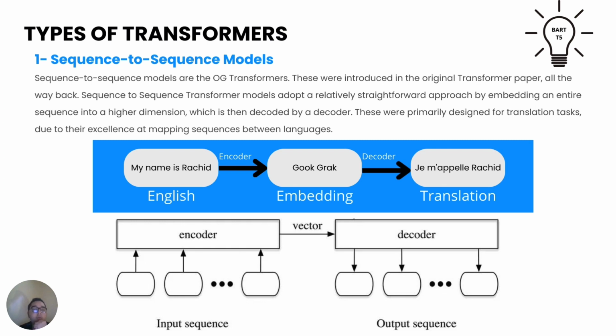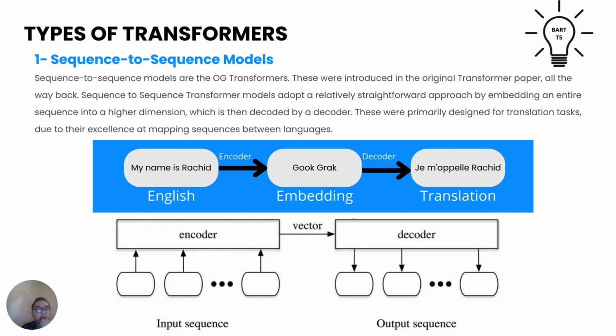So, for example, if we want to translate a sentence from English to French, the sentence will pass by the encoder to create an embedding. For example, the sentence "My name is Rashid" will be encoded, and its embedding will be the input to the decoder that will give us the result of the translation.